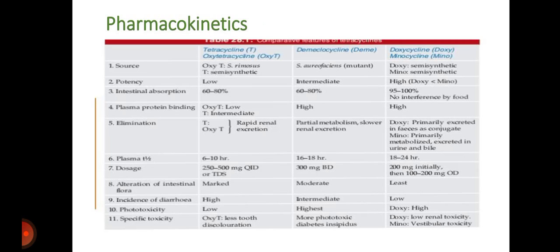Dosage: 250 to 500 mg QID or TDS. For demeclocycline, 300 mg BD. For doxycycline and minocycline, 200 mg initially, then 100 to 200 mg once daily. Alteration of intestinal flora: with tetracycline and oxytetracycline, there is marked alteration in intestinal flora. Demeclocycline is moderate, and doxycycline and minocycline cause the least alteration in the intestinal flora.